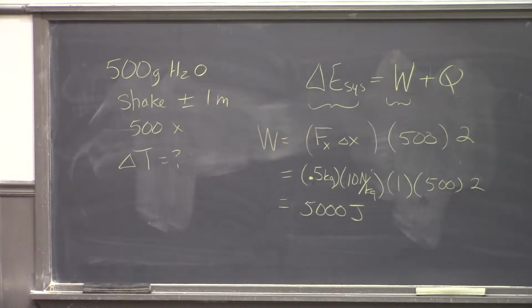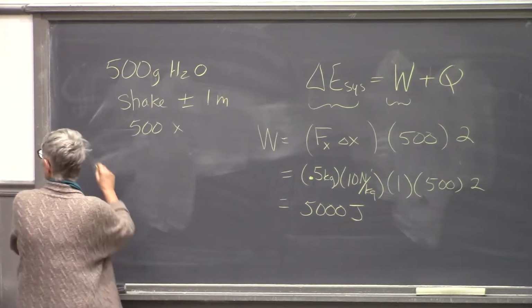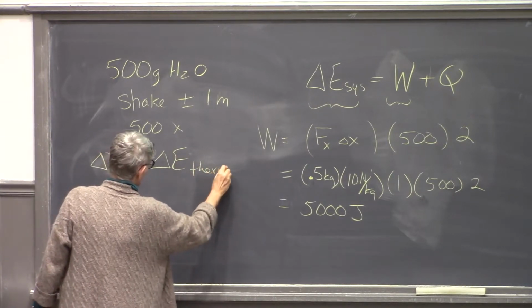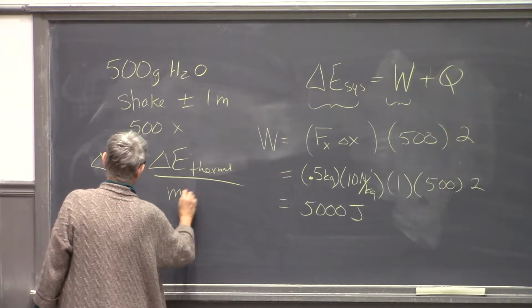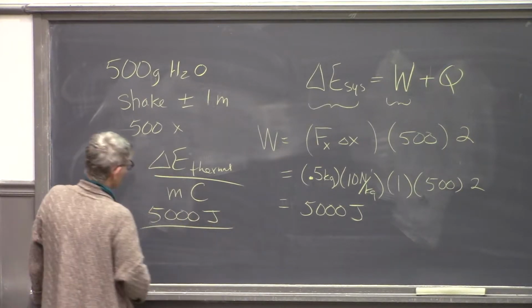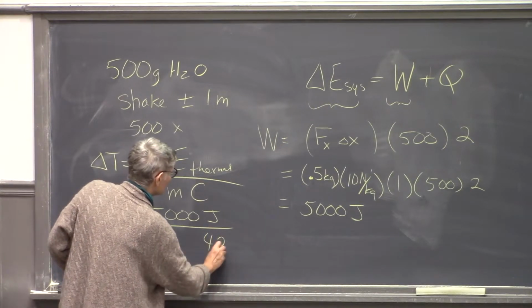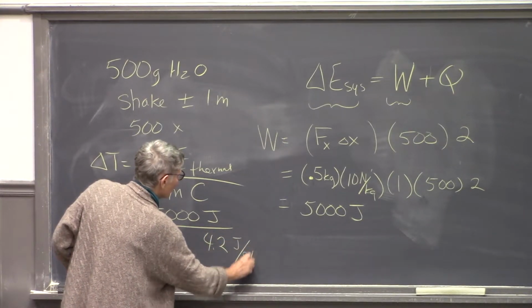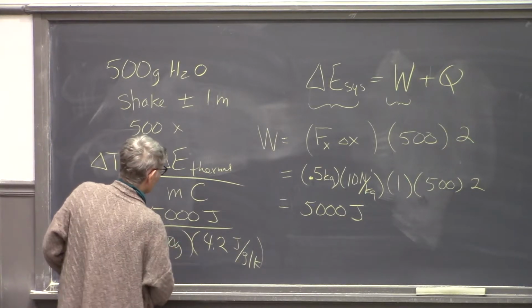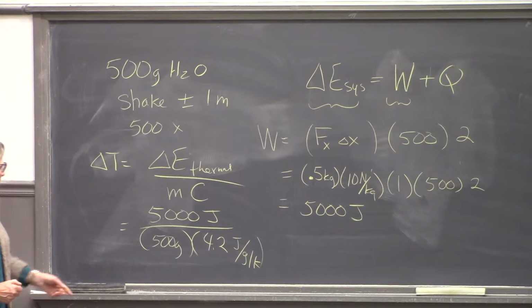And now we can use this equation, right? So we have delta T is equal to delta E thermal over mass times C. So that's 5,000 joules divided by, and we have this as 4.2 joules per gram per Kelvin. So we better have the mass in grams. So this is 500 grams. 10 divided by 4.2 is what, 2 point something?